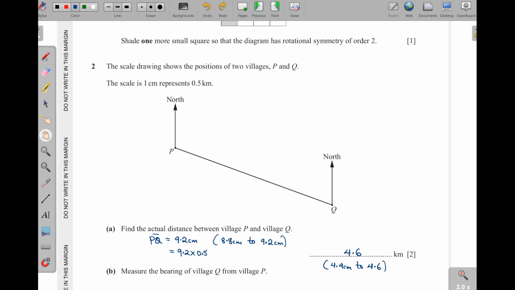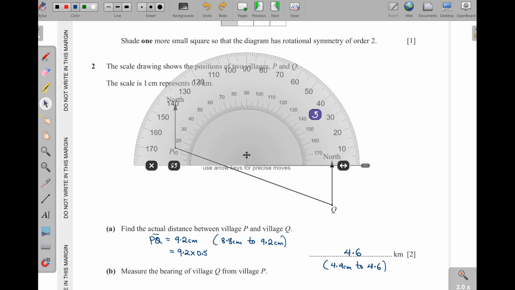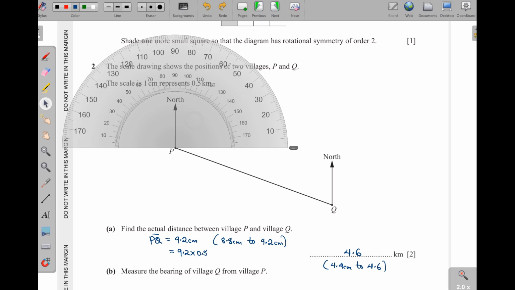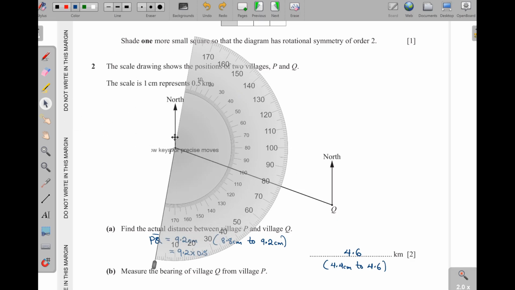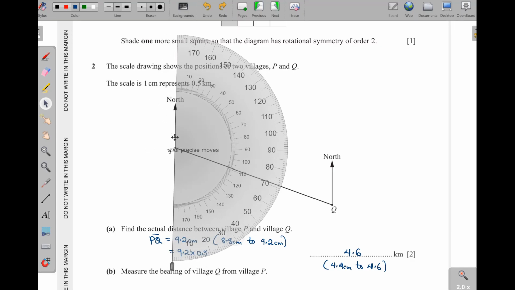Then part B, measure the bearing of village Q from village P. Look at from. So you go to P, we are here, then you measure from the north, then to this line that connects P to what? To Q. Okay, so what do we have? You get your protractor here. Now you put it at P, then you rotate it because we are supposed to measure from the North Pole, and then we go clockwise.